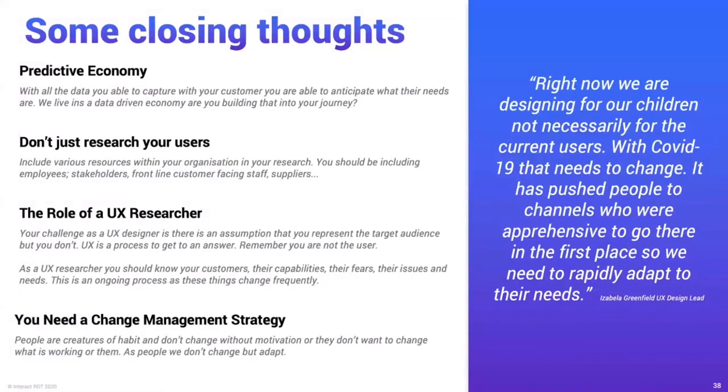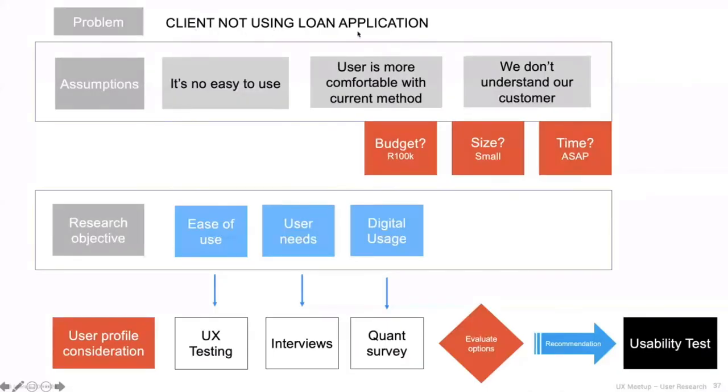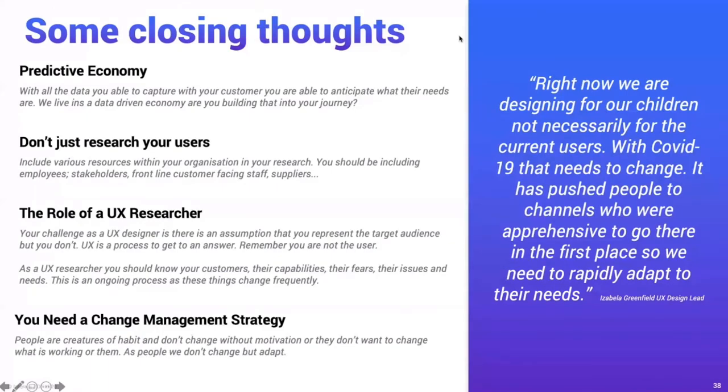And the last thing is you need a change management strategy. A lot of the problems for the research problem that I had here, clients not using a loan application, is because the company implemented without a proper change management strategy. People are creatures of habit and don't change without motivation, and they don't want to change what is working, or the way that they do things today, just because it's more efficient for an organization. As people, we never change, but we adapt. And I think that that's very important. And if you think about that and use that in your design approach, how you get your clients to adapt to what you want them to do, it really is a game changer.